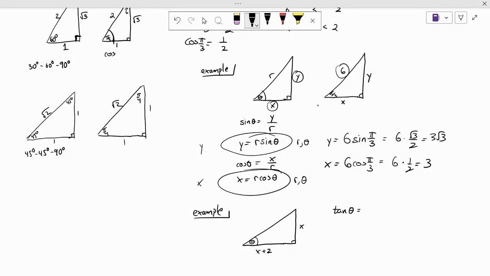This is not a class. We do not have assignments. It's all voluntary.